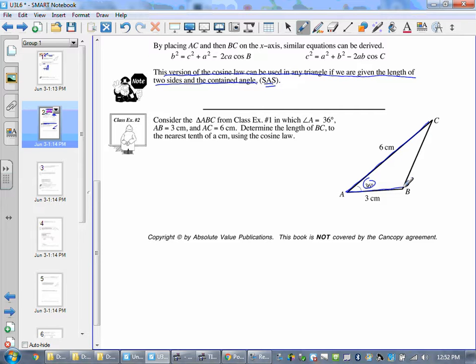Is there a tan law? There's not a tan law, but there's a second version of cosine law. Our cosine law and our sine law and SOHCAHTOA are all we need to solve our triangles. That's all we need. We don't need tan law. Are we ready?